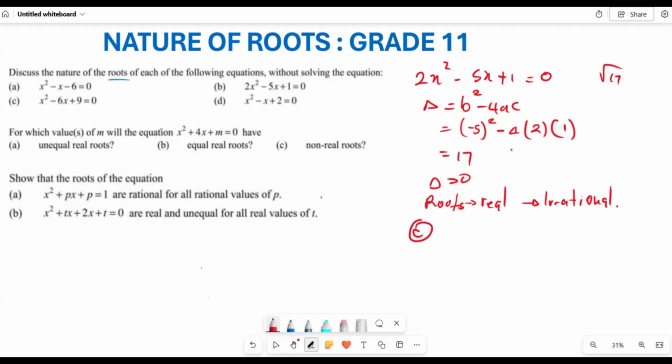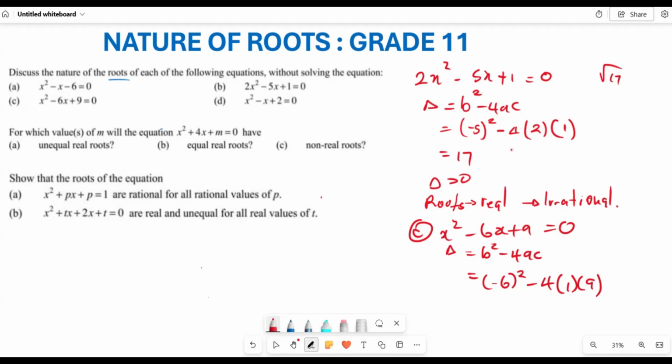In number C, you are given x squared, subtract 6x plus 9 is equal to 0. And how do you define your roots? You start by finding the square root of b squared, subtract 4ac. Now, what is your b here? Your b is -6 squared. Subtract 4. What is the value of your a? It is 1. What is the value of your c? This is going to be positive 9.